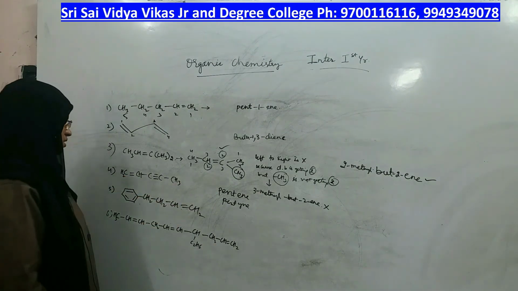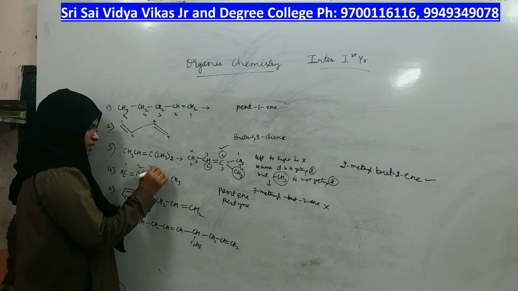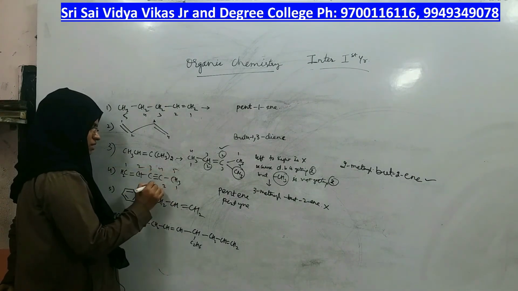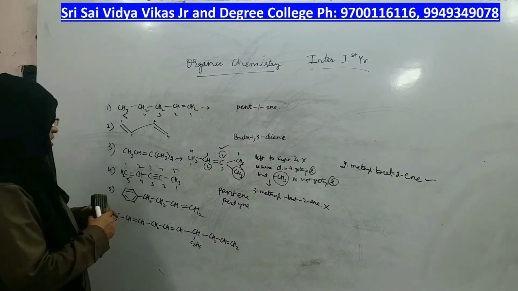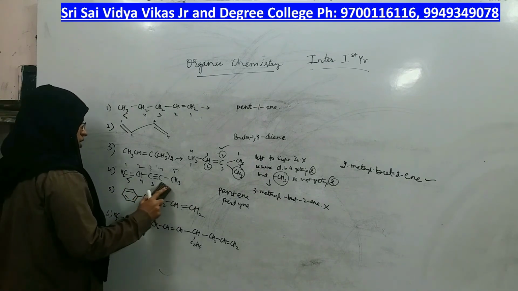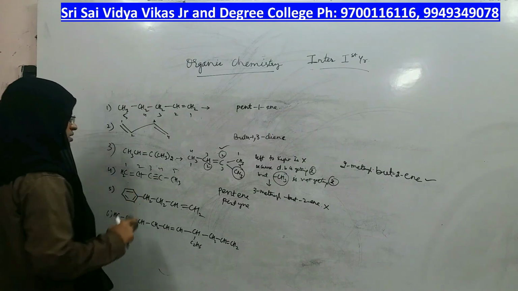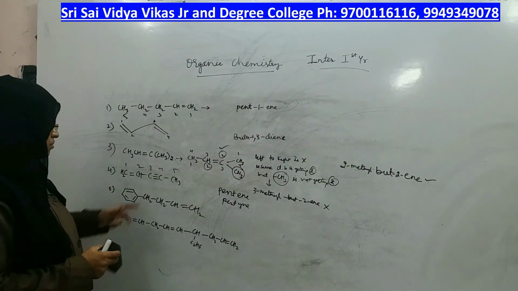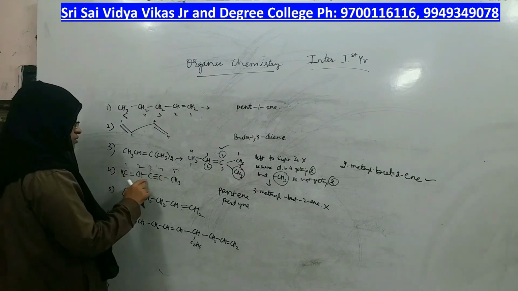Then who should be preferred for numbering? Should I give numbering in this way, or should I give numbering in this way? Both the ways cannot be correct. Therefore, while giving numbering, you should prefer double bond, not a triple bond. So if double bond is getting least possible number, that numbering is correct. If triple bond is getting least possible number, that numbering is wrong. So 1, 2, 3, 4 is correct.